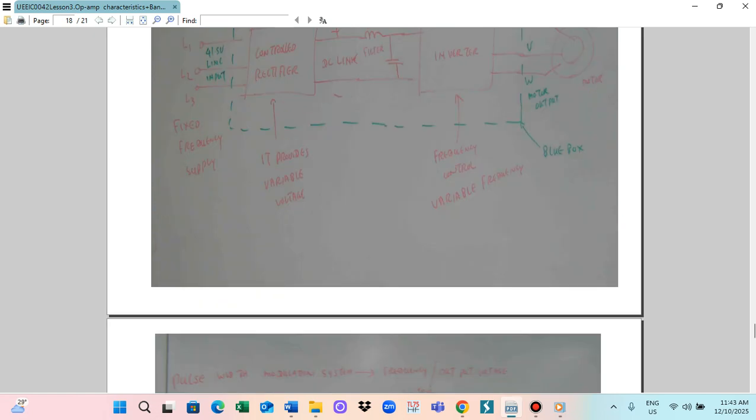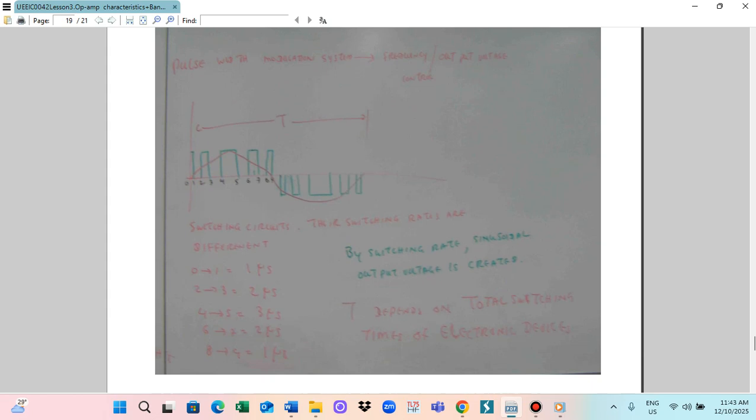So in this inverter circuit, how do we control the frequency? In this case, we utilize a pulse width modulated system. We utilize the pulse width modulated system for the frequency control, and the frequency and output voltage control. Now, the working of the pulse width modulated system: normally we put in switching.